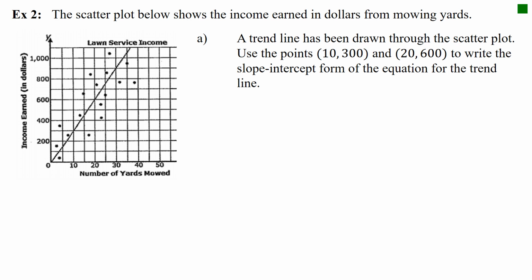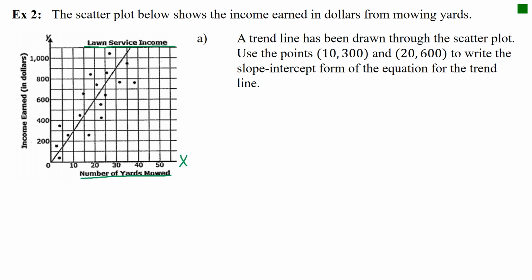Example 2. The scatter plot below shows the income earned in dollars from mowing yards. Okay. Keep in mind, it'll probably be the same example 2 for the next couple slides. Looking at the scatter plot before I try to answer the questions, title, lawn service income. So income is money that's coming in that you're making. On the x-axis, we have the number of yards mowed.